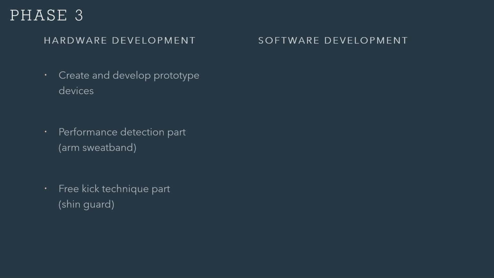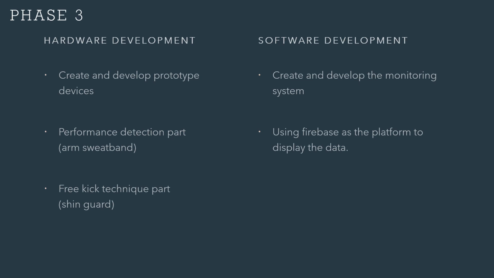For phase 3, system development, a fully functional prototype will be developed. There are 2 parts of development that need to be done: hardware development and software development. For hardware development, the device prototype needs to be created and developed. It consists of 2 parts: the performance detection part and the free kick technique part. For the software development, the monitoring system needs to be created and developed. The Firebase platform will be used to display the data.